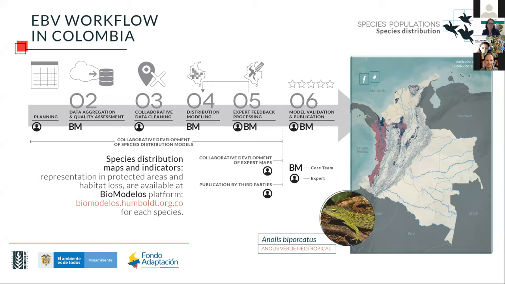Then a quality assessment of all this data is done. Then there is some collaborative data cleaning that assures the quality of the data. Then the Humboldt team makes the models, that is step four. In step five, the experts again look at these models and verify them, and at the end they give a quality rating to the models, to the maps that are generated. So through this workflow, we are sure that what we have is the best information available for each of the species. In the platform, you can find the map of each species we work on, and the two indicators: the representation in protected areas of that species and the habitat loss of that species.